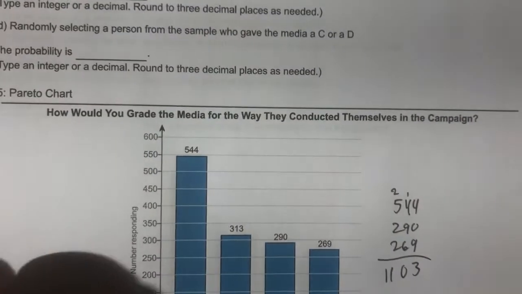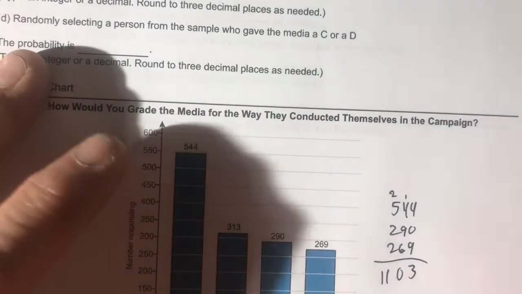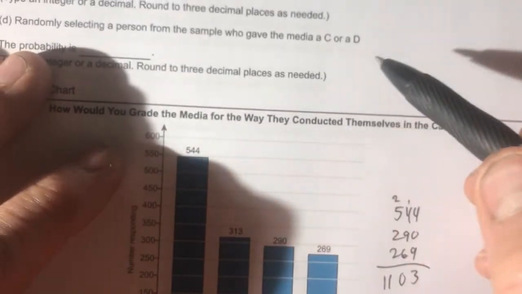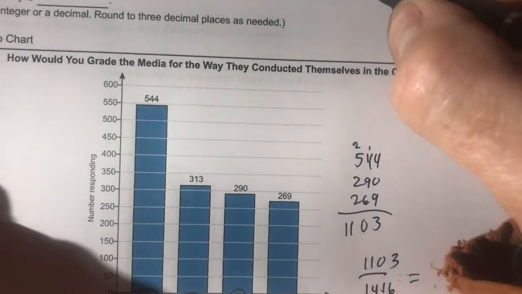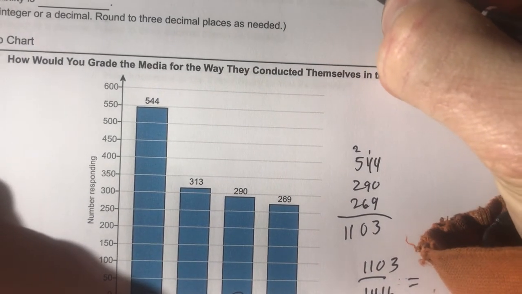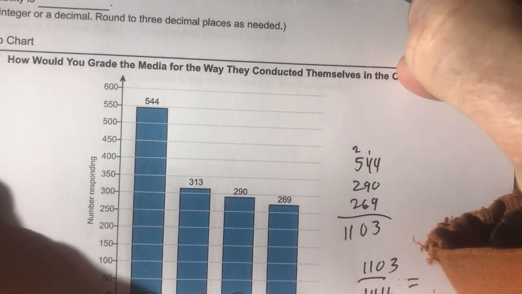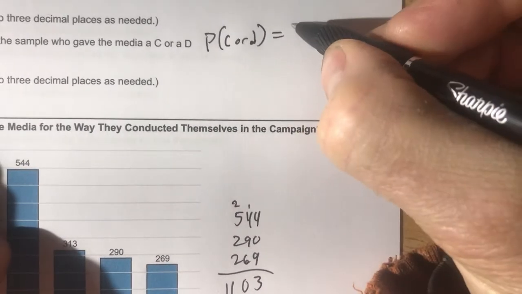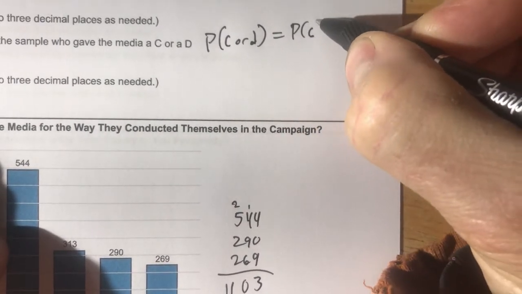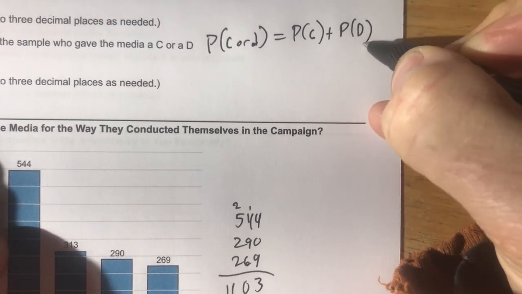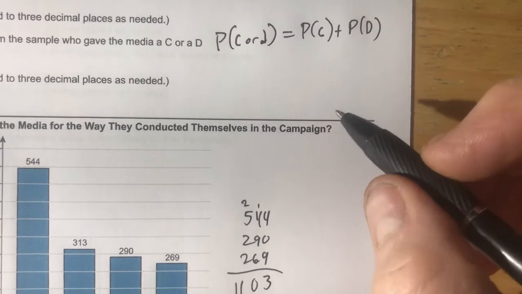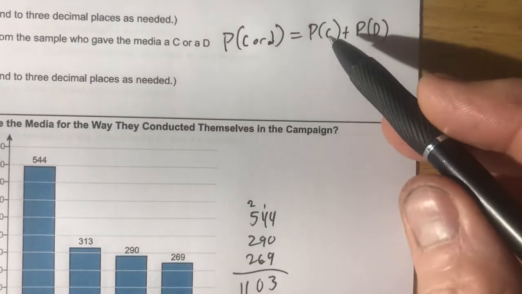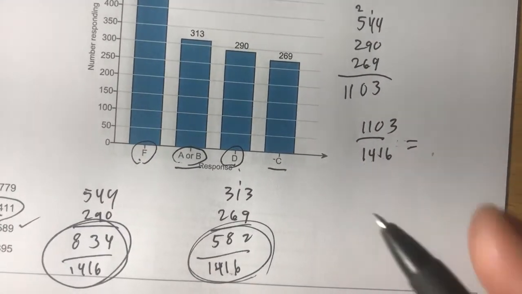And then one more, part D here. Randomly selecting a person from the sample who gave the media a C or a D. All right, look here now, probability of C or D equals probability of C plus probability of D minus intersection, which you can't do a C and a D, so it's just these because these are mutually exclusive. So that's what we're doing here. So I'm just adding these up.